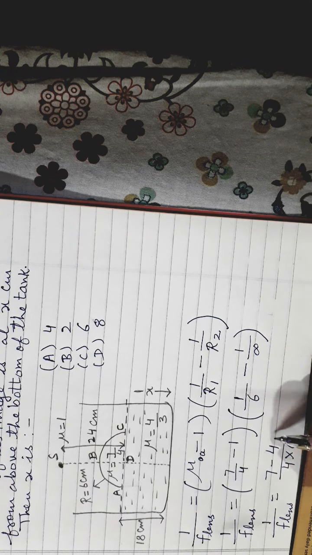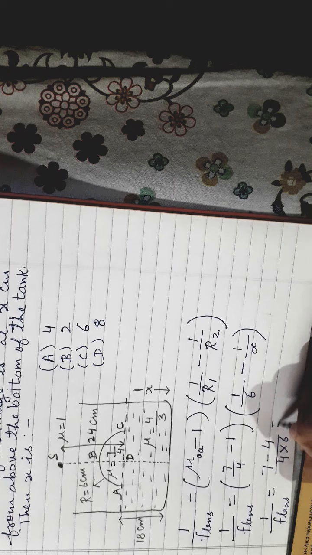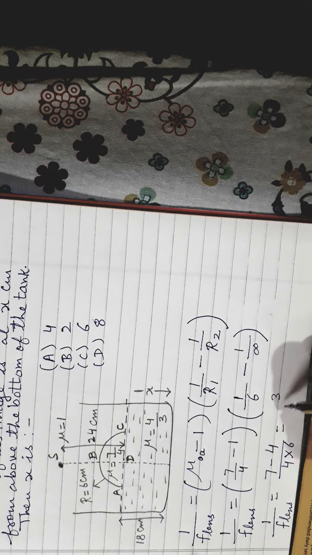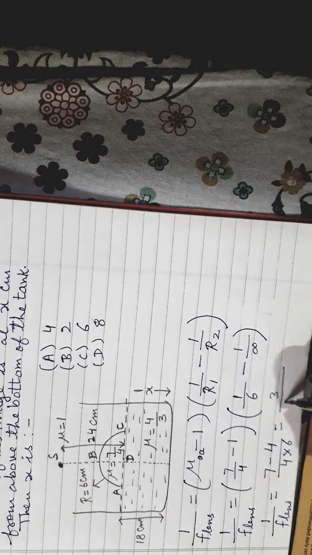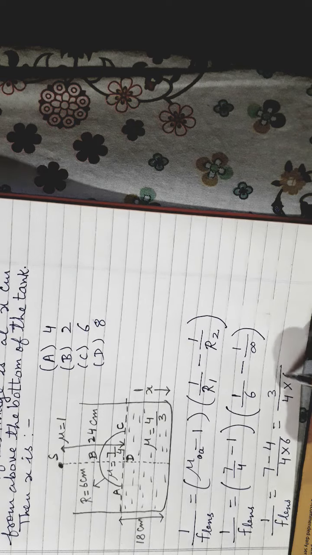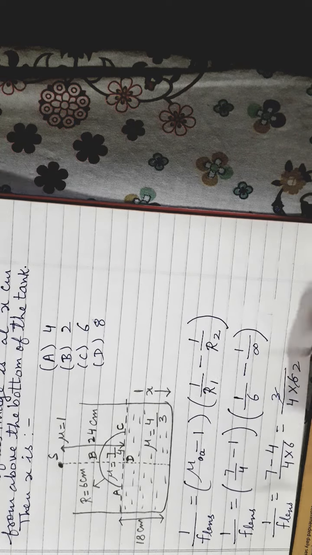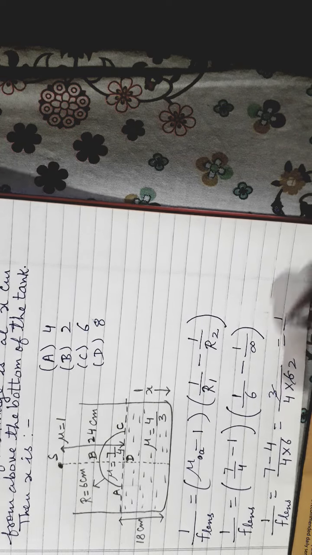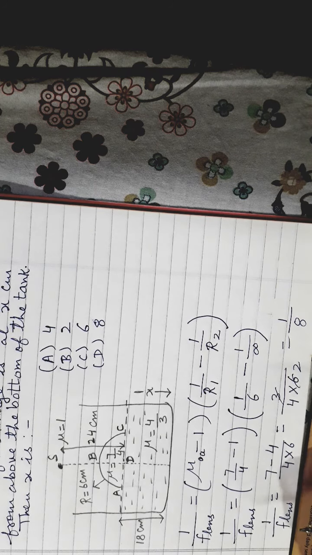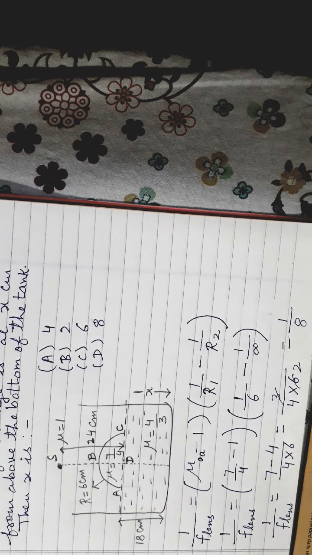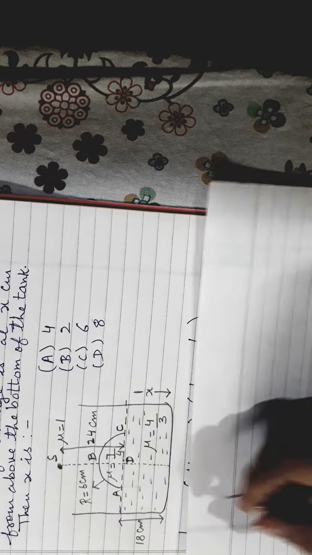Subtracting, you will get 7 minus 4 upon 4 into 6. This gives you 3 upon 4 into 6. Cancel it out. You get 1 upon f of lens is 1 upon 8. So what will be the focal length of the lens? You will get the focal length of the oil lens as 8 centimeters.